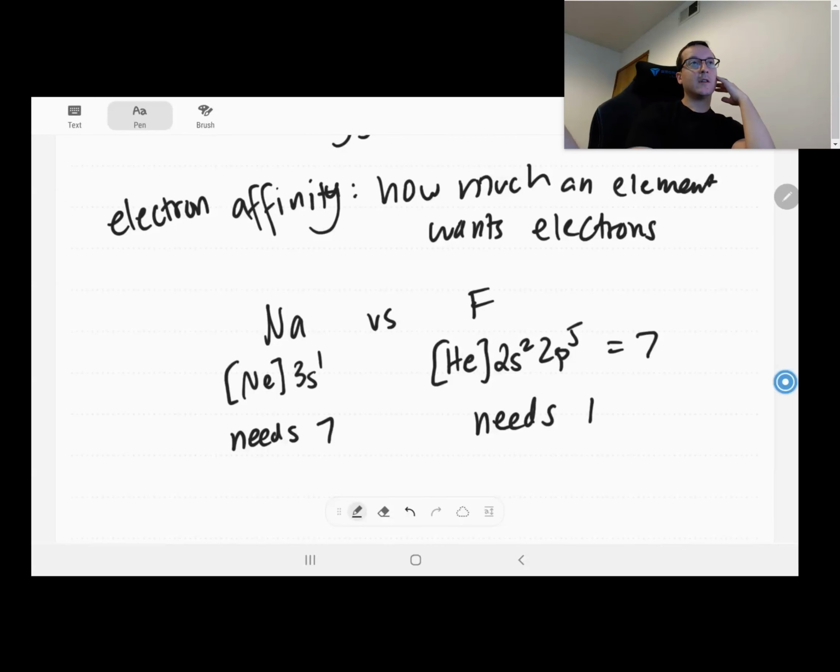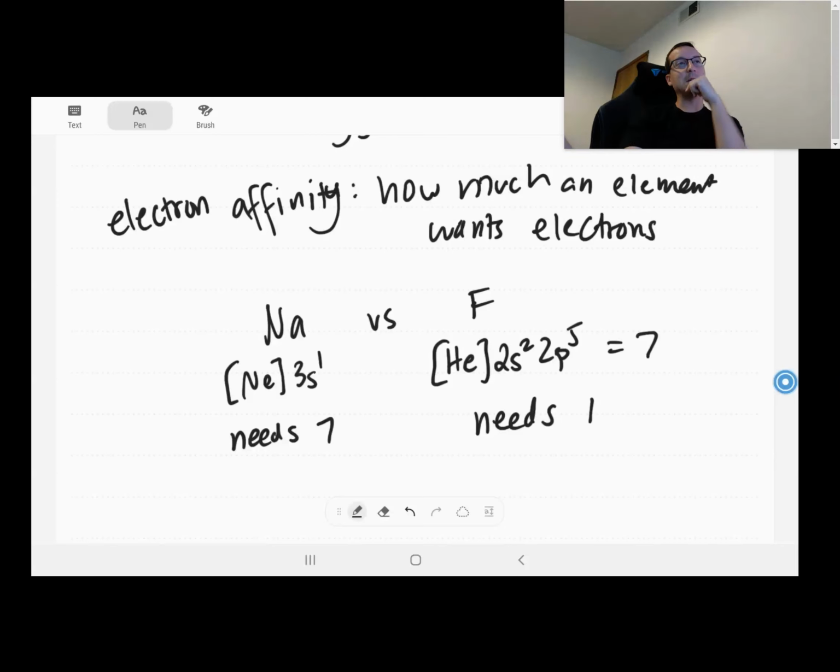Alrighty. So, which one of these would you say is closer to becoming a noble gas? Yes. So fluorine is closer to being a noble gas. And so if you imagine, fluorine is right at the end of its journey, it's like, I'm so close to having 8, I just need one more. Versus sodium's like, oh my god, I just started gathering electrons, I have to gather 7 more still.